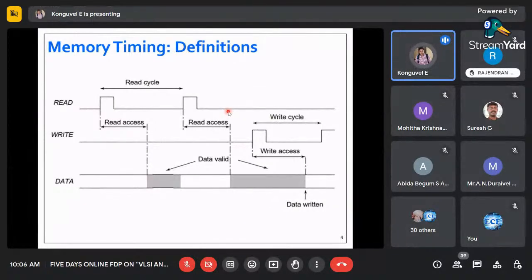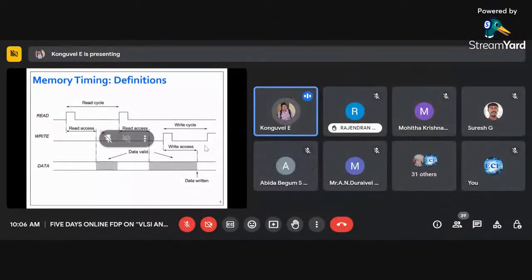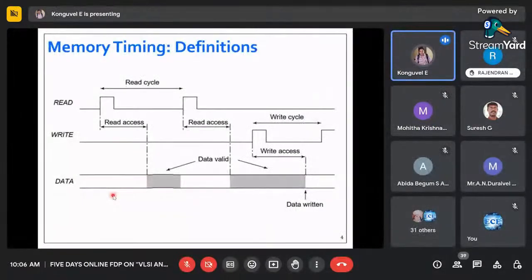For that, we have to understand certain memory timings. We call them the read cycle, read access time, and write access time. For example, with the read access time, to read the data we give a pulse, and before or after giving the pulse, we put the data on the data bus. The process takes some minimum amount of time to settle the data, so we can call it valid data. When the complete data settles on the data bus, we call it read access.